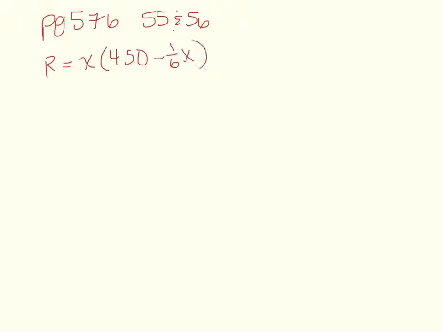Okay, now go to page 576. And we're going to first look at question 55 and 56. They go together. I'm going to go through this just a little bit faster. A company has found that it can sell X TVs at a price of $450 minus 1/6 X. How many TVs must the company sell to maximize its revenue? And so here, the equation is going to be R equals X times 450 minus 1/6 X.